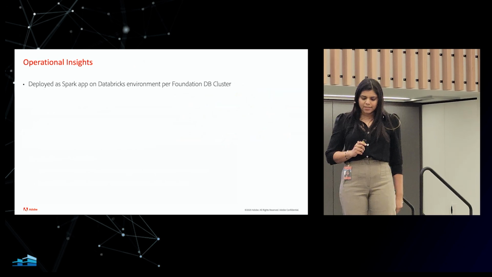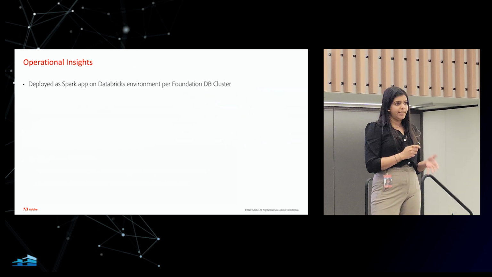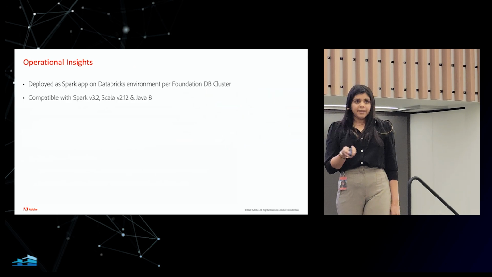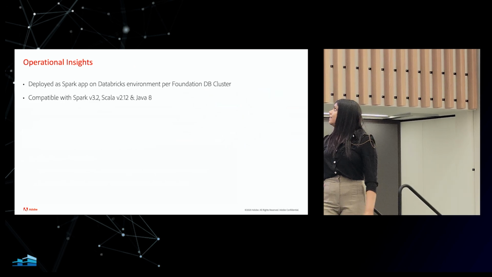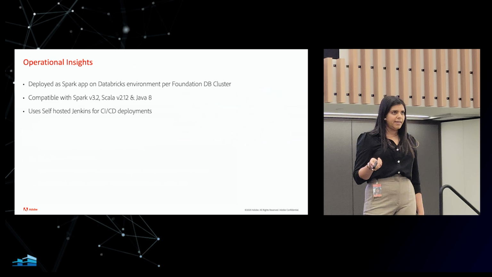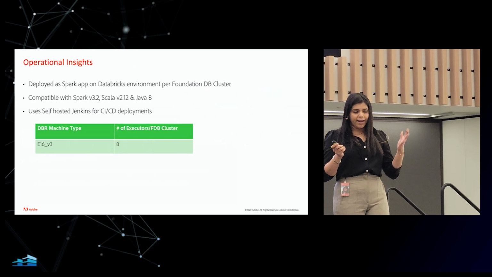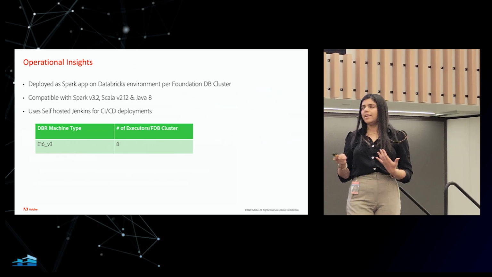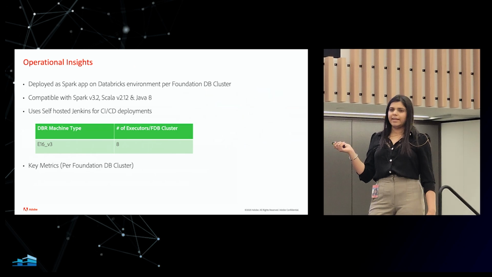Some operational insights. We have deployed the Spark connector for all our Spark-based deployments, using Databricks on Azure as well as AWS. This connector right now is compatible with Spark version 3.2, Scala 2.12, and Java 8. We are using self-hosted Jenkins for CI/CD deployments. There is a wide variety of machines available on Databricks. The ones that we're using are E16s, which are compute optimized, and for a typical FoundationDB cluster, we use 8 machines.